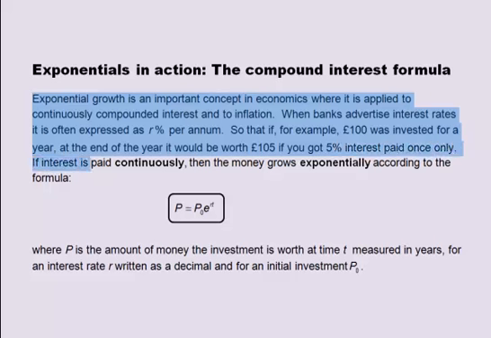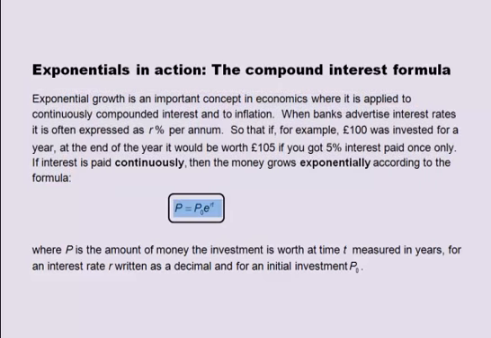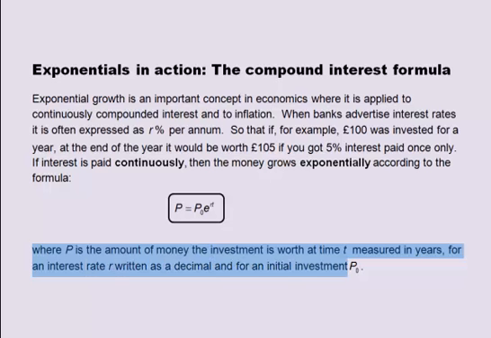If the interest is paid continuously, then the money grows exponentially according to the formula P equals P0 multiplied by e to the power RT, where P is the amount of money the investment is worth at the time T, measured in years, for an interest rate R, written as a decimal, and for an initial investment P0.